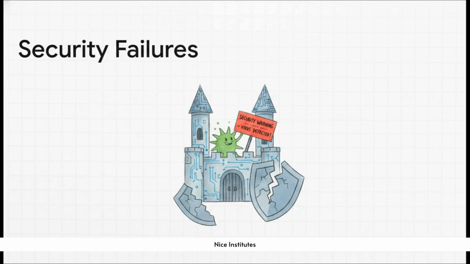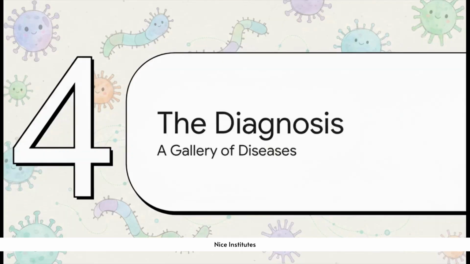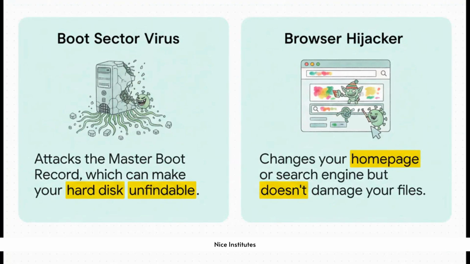So if you notice your antivirus software has been turned off, or you're suddenly getting a ton of security warnings from a program you don't even recognize, the virus may have already gotten past the gates. Now that we've covered the symptoms, let's try to get a more specific diagnosis. Because just like in medicine, there isn't just one type of sick. There is a whole gallery of digital diseases, and each one causes trouble in its own special way. And the range of what's out there is just incredible.